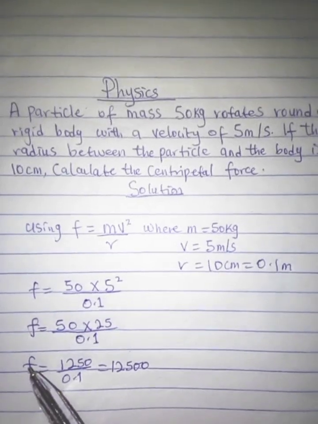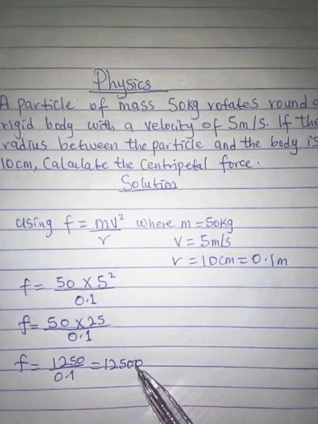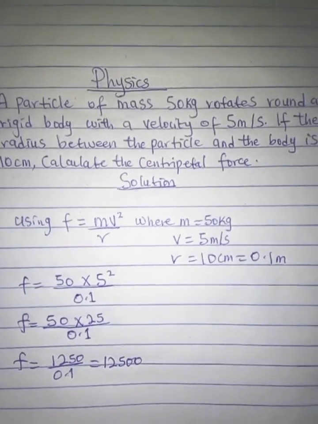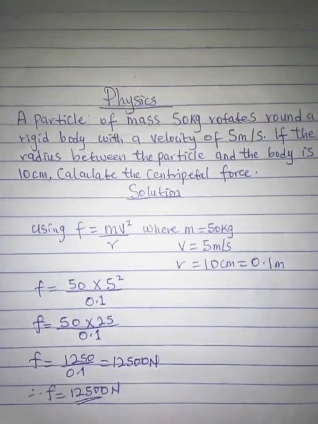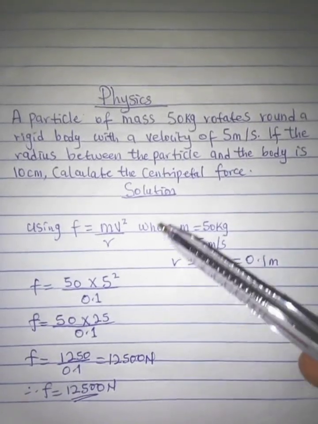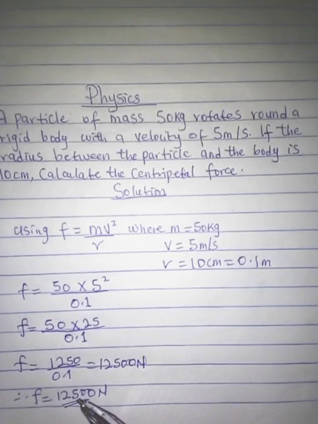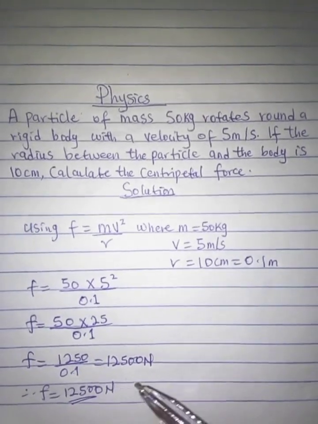And what is the unit of F? F is in N, which is Newton. So it will be 12,500 N. So add N here. So it means that our centripetal force from this equation is equal to 12,500 Newtons. And I hope you understand.